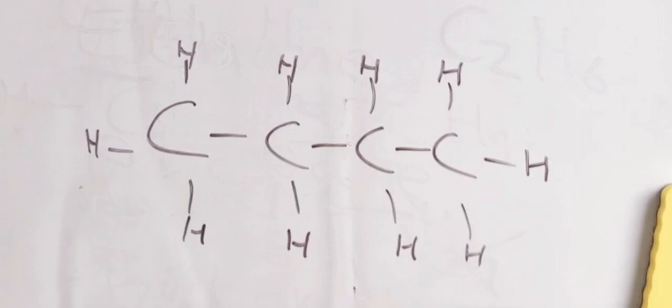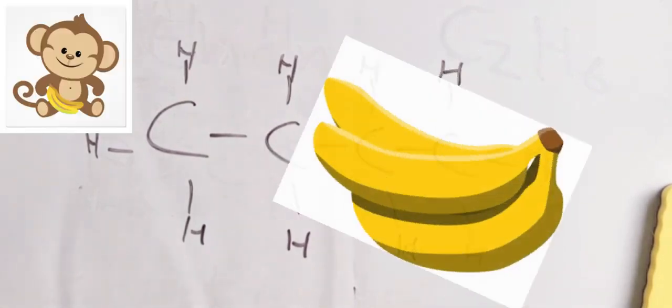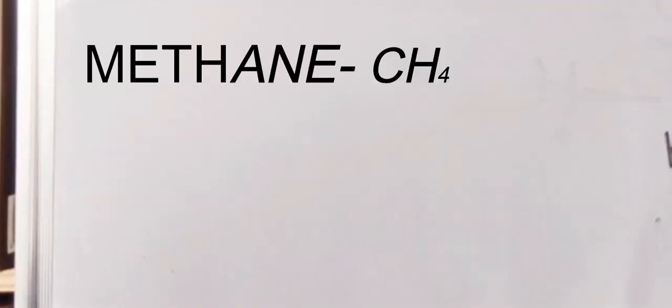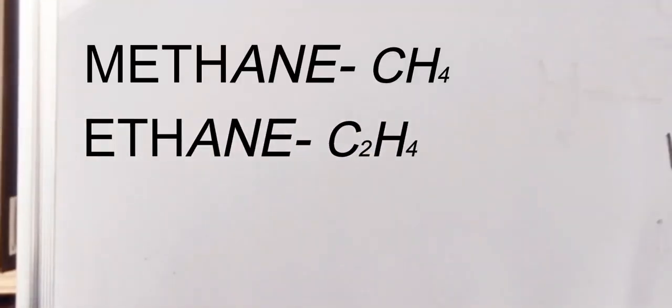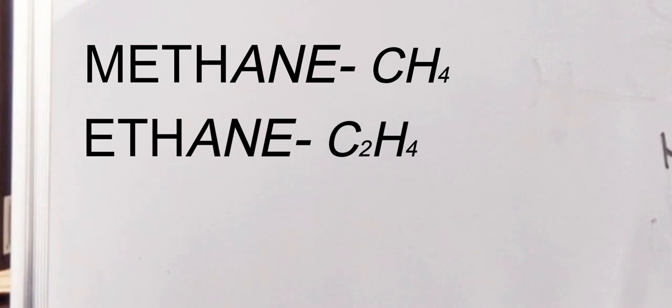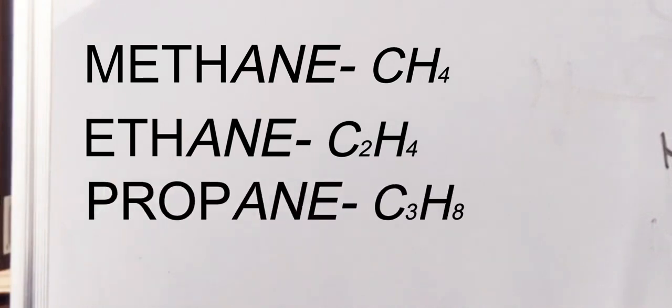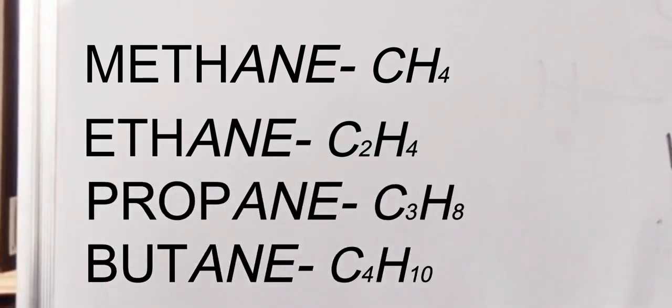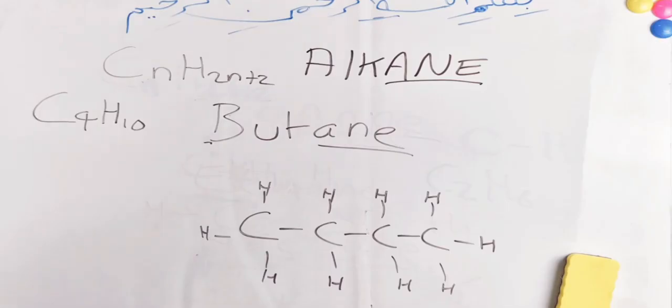So I've learned the first 4 hydrocarbons. Remember, monkeys eat plastic bananas. Methane, ethane, propane, butane. So I hope you can remember that, and we're going to build on this in the next lesson.